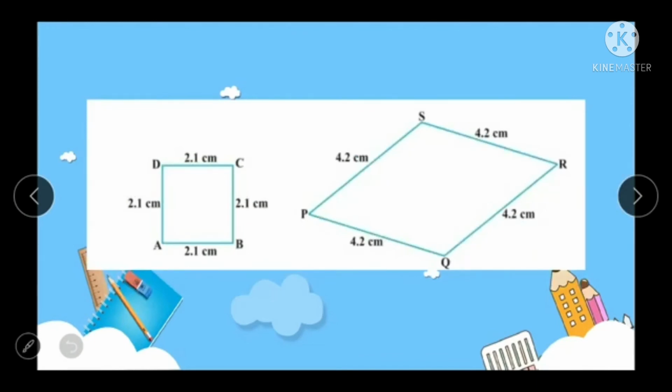In this picture, ABCD is a square with all the sides 2.1 centimeter. PQRS is not a square, but the sides are of length 4.2 centimeter each. So the ratio of the sides of ABCD and PQRS are in the same proportion, 1:2. But all the angles of ABCD are 90 degrees and those of PQRS are not 90 degrees, hence PQRS is a rhombus. So they are different in shape, they are not similar.